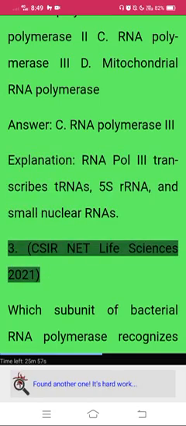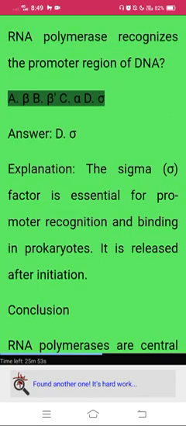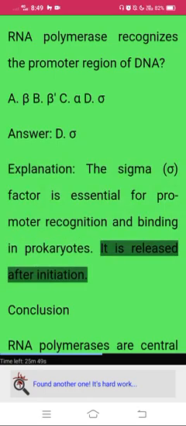3. CSIR NET Life Sciences 2021. Which subunit of bacterial RNA polymerase recognizes the promoter region of DNA? A, alpha. B, beta. C, omega. D, sigma. Answer: D, sigma. Explanation: the sigma factor is essential for promoter recognition and binding in prokaryotes. It is released after initiation.